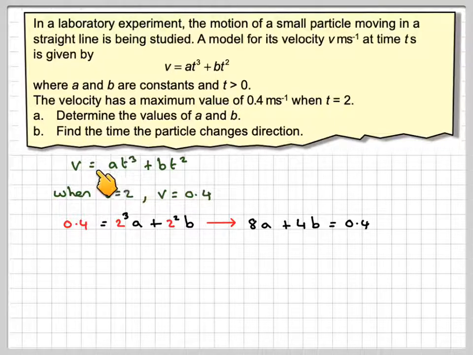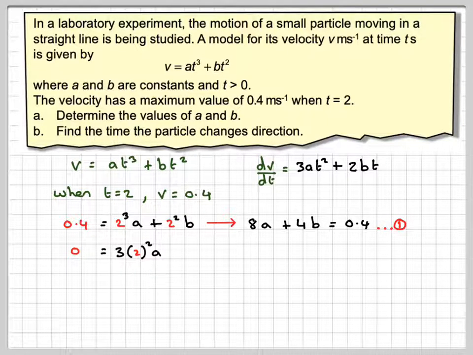Now, in order to get the other equation, we differentiate this, so dv by dt will be 3at squared + 2bt. When the derivative is 0, i.e. a maximum value, t is 2. So we can now make a second equation. 0 will be equal to 3 times 2 squared, plus 2 times 2b, which gives me 2 squared is 4, 4 times 3 is 12a, plus 4b is equal to 0.